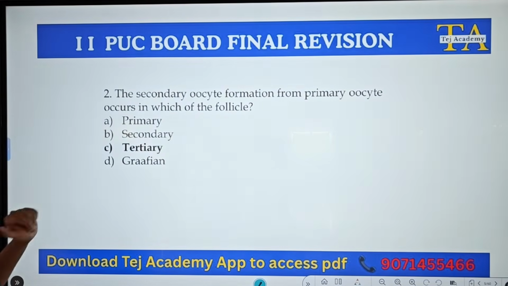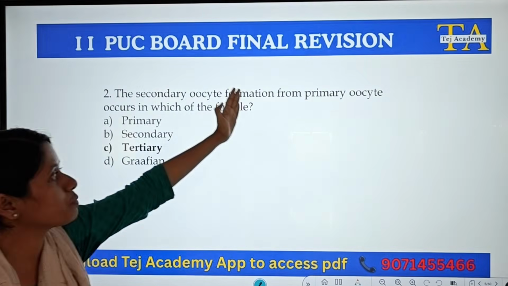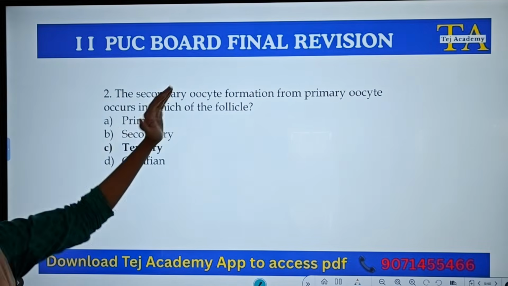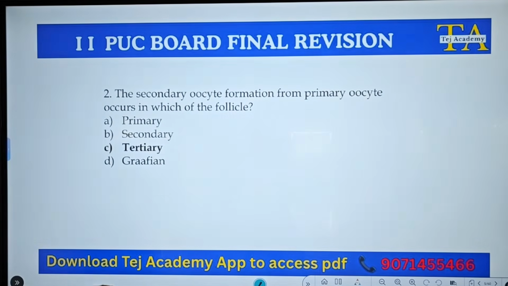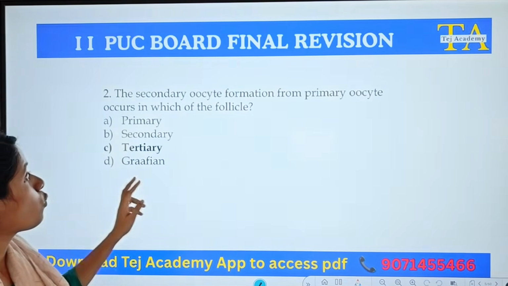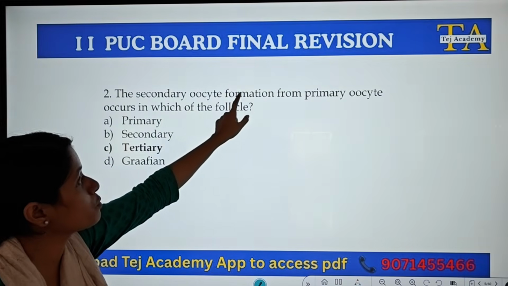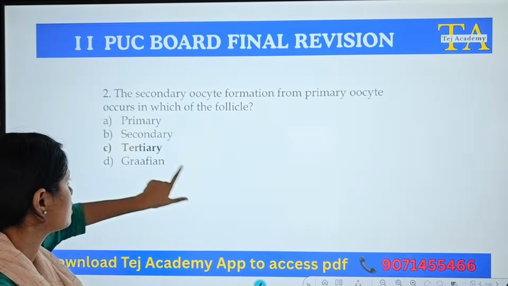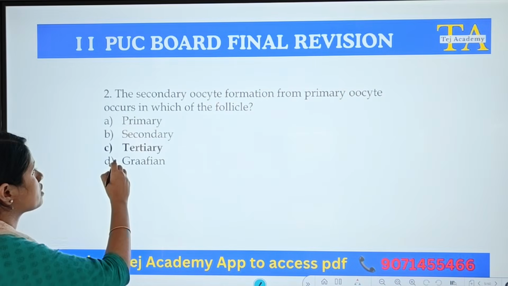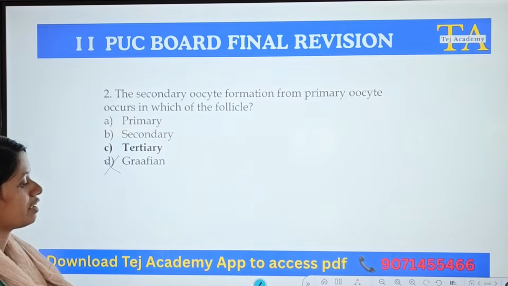Now the second question is, the secondary oocyte formation from primary oocyte occurs in which of the follicle? Here the answer is tertiary follicle. One thing we have to keep in mind is that once secondary oocyte formation occurs, then Graafian follicle is formed. So we cannot consider Graafian follicle as the answer.